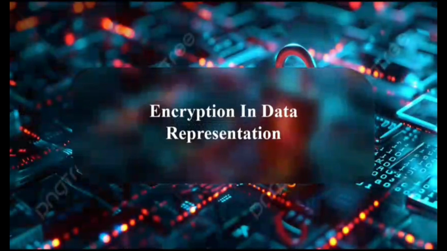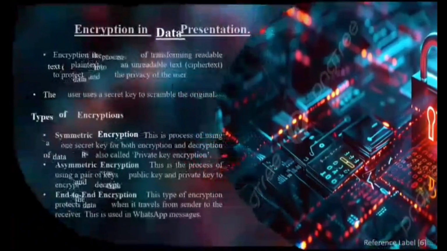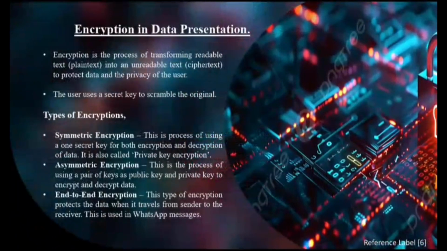Encryption in data representation. Encryption is the process of transforming readable text, plain text, into an unreadable text, ciphertext, to protect data and the privacy of the user. The secret key is used to scramble the original data.